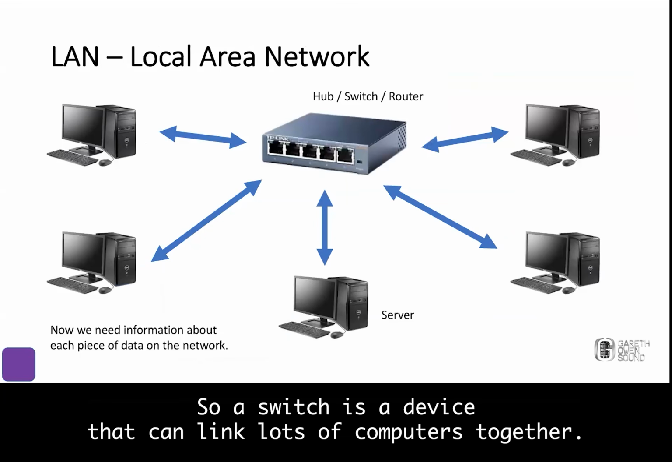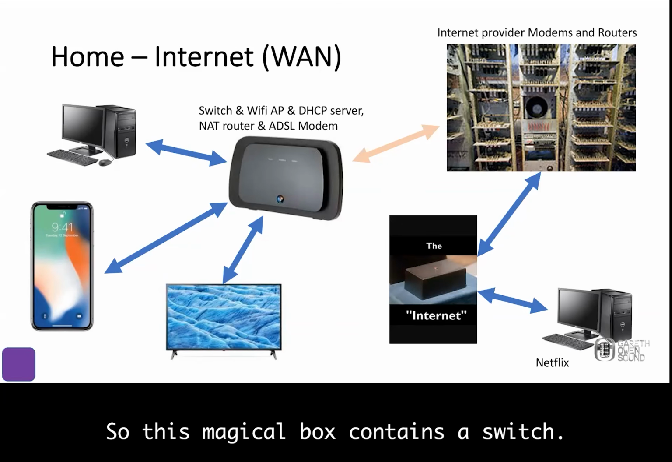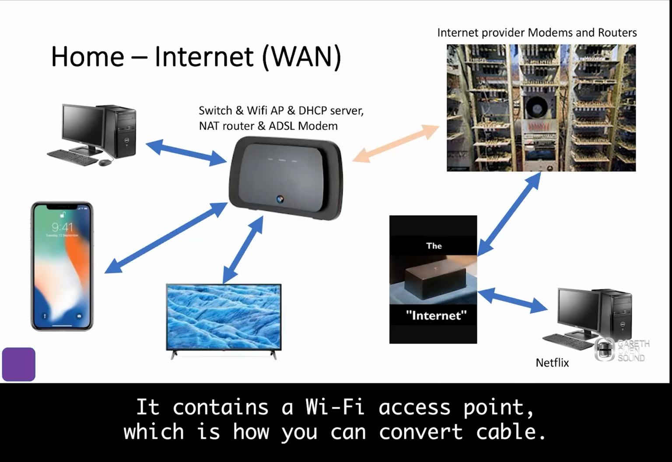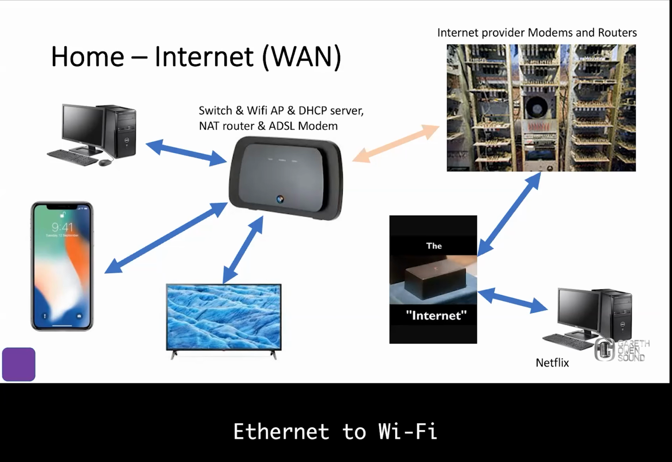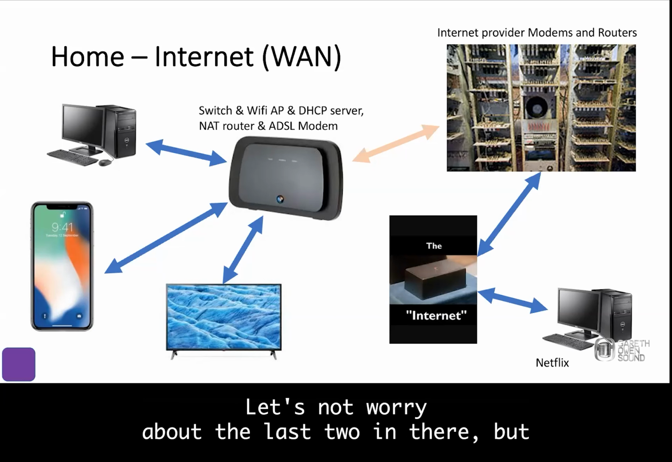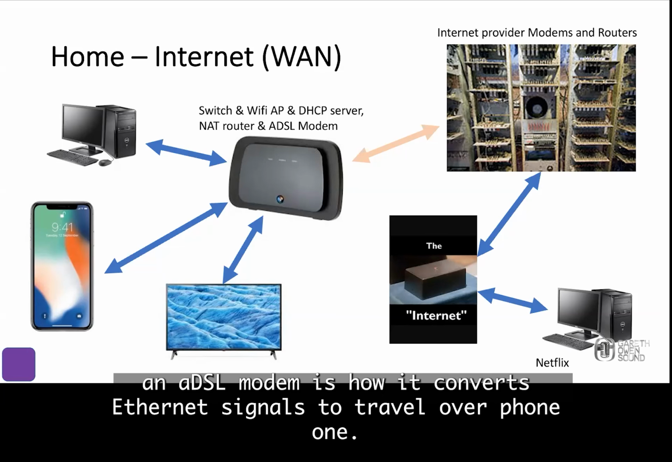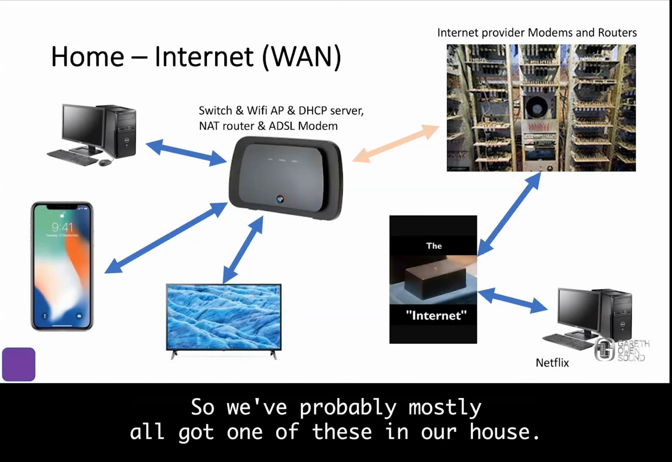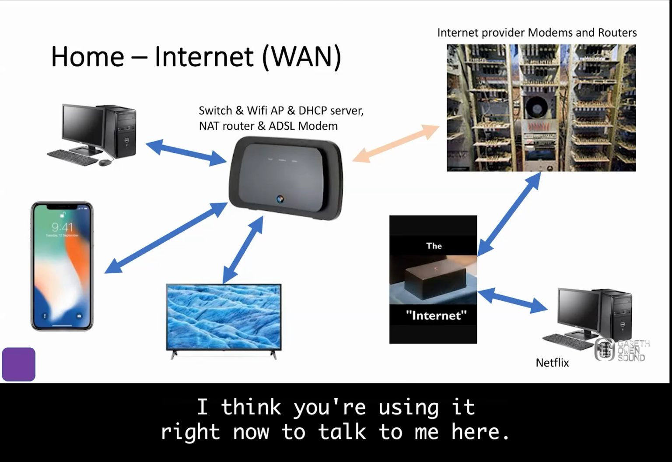So a switch is a device that can link lots of computers together. So this magical box contains a switch. It contains a Wi-Fi access point, which is how you can convert cabled Ethernet to Wi-Fi. It has a DHCP server, and a NAT router or network address translator, and an ADSL modem. Let's not worry about the last 2 in there, but an ADSL modem is how it converts Ethernet signals to travel over phone line. So we've probably mostly all got one of these in our house, I would think. You're all using it right now to talk to me here.